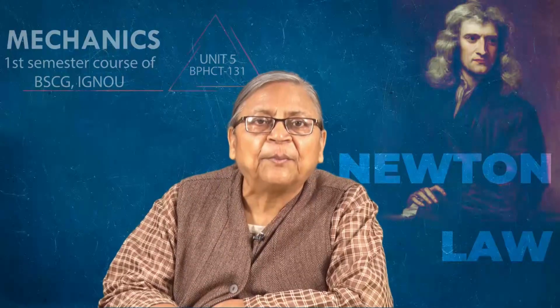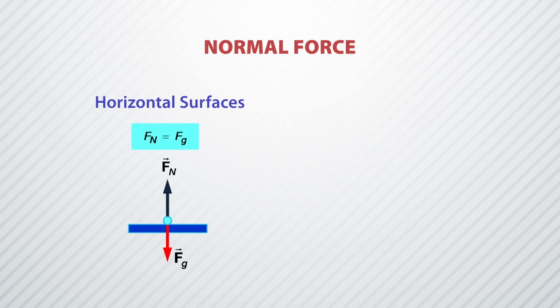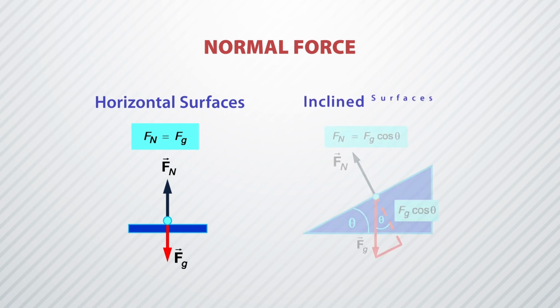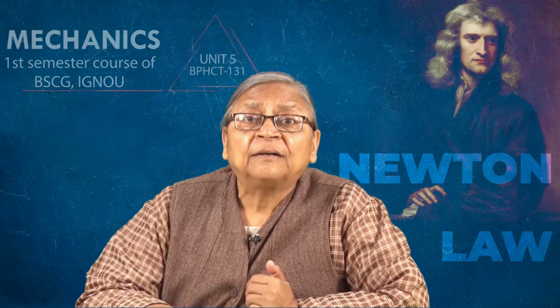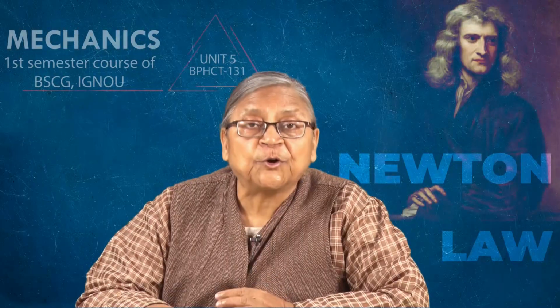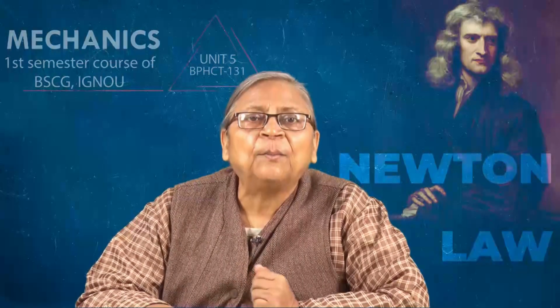You have to remember these. So I have repeated this slide for you. For horizontal surfaces, you have Fn equal to Fg equal to mg, and for inclined surfaces, Fn is equal to Fg cos theta or mg cos theta. This is something you need to remember. So I hope you are clear about how to draw the normal force on a point particle.